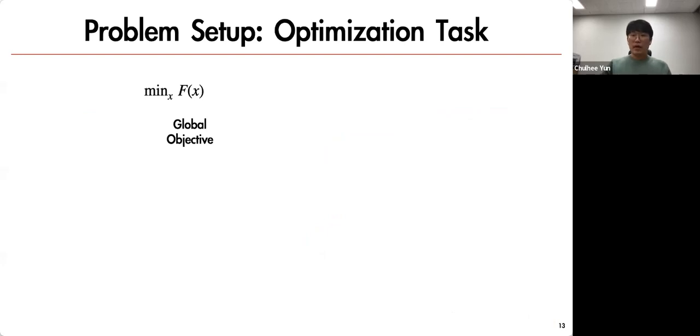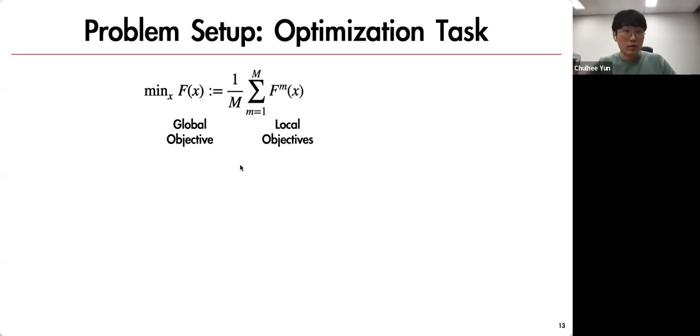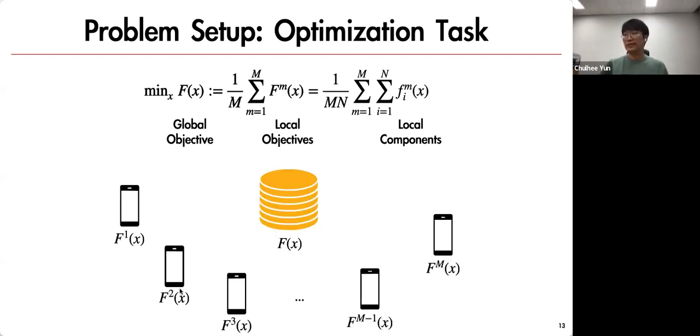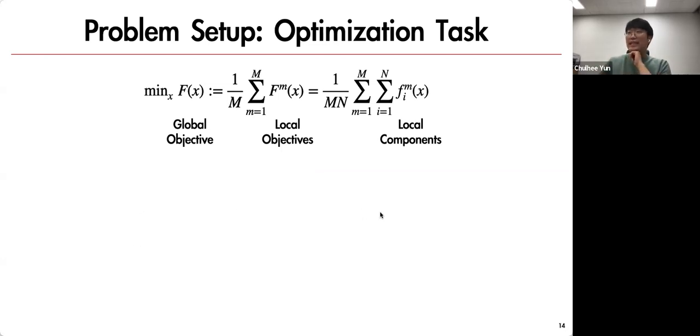Okay, let me now briefly recap this problem setup and state some assumptions. Okay, so we have this global objective function f to minimize, which is the mean of m local objective functions. And each local objective function is also a mean of n local component functions. Let's keep this picture in mind.